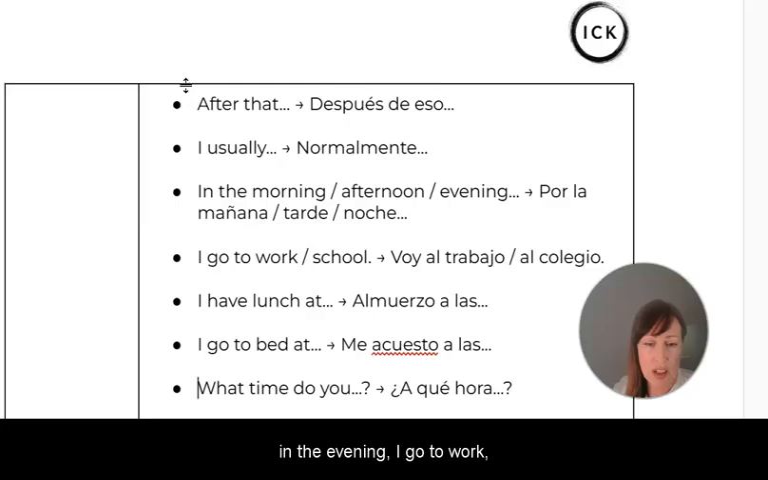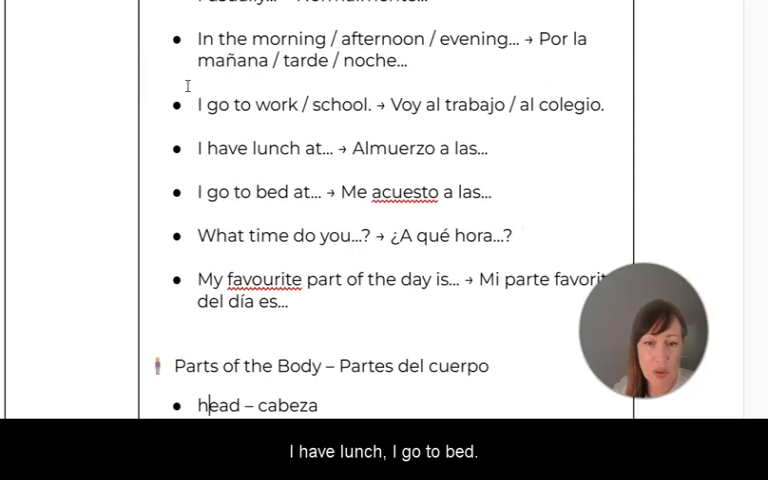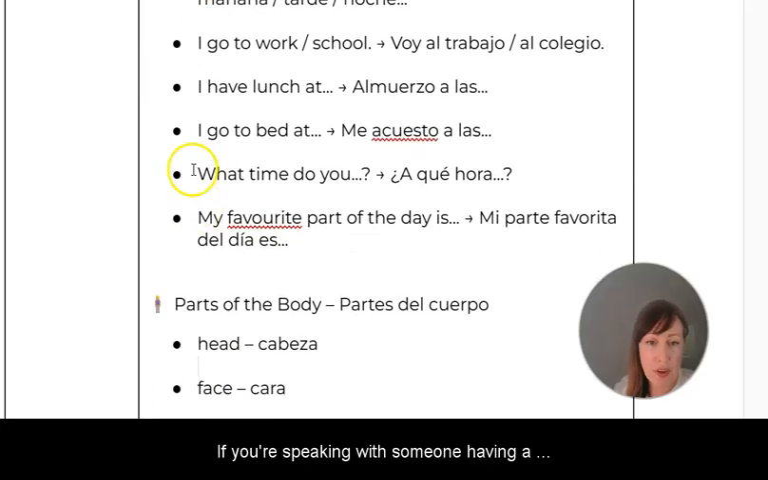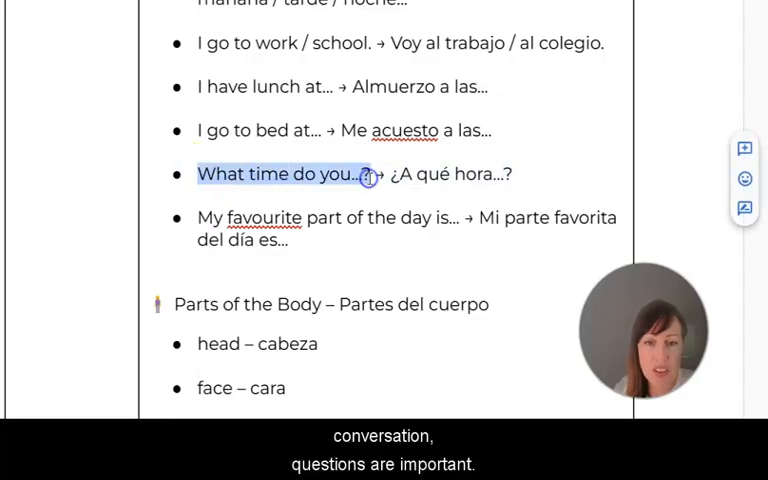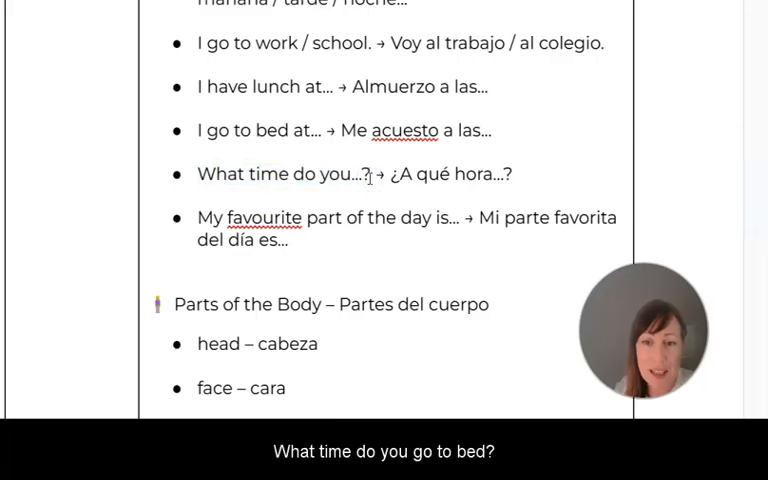I go to work. I have lunch. I go to bed. If you're speaking with someone, having a conversation, questions are important. What time do you go to bed?